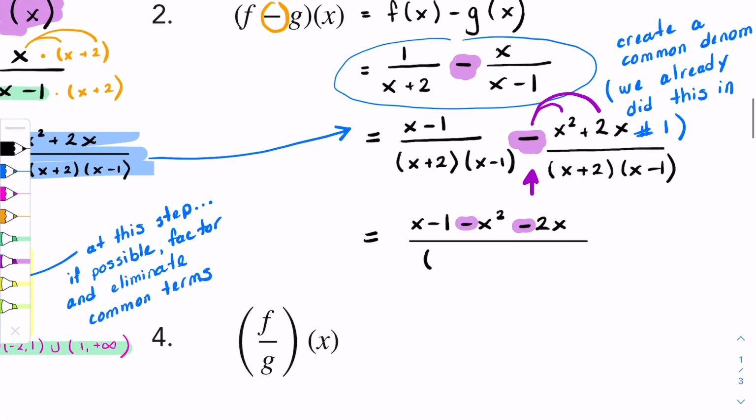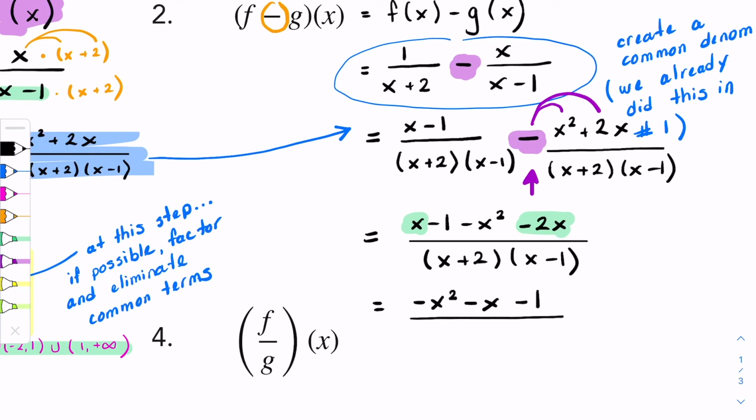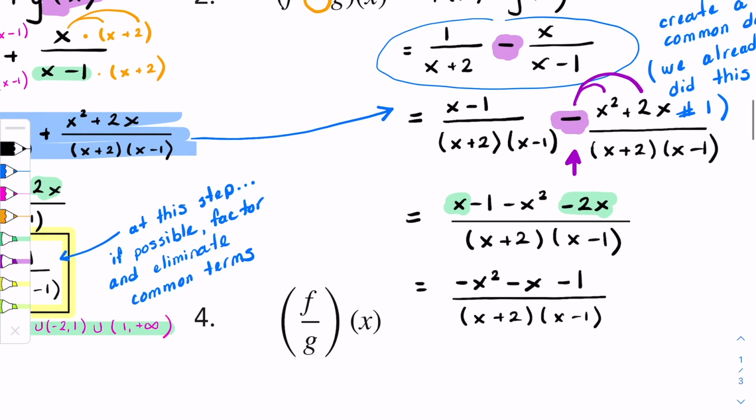All right, our denominator is the same, x plus 2 times x minus 1. At this point, we're going to combine any like terms. The only like terms we have would be x and negative 2x, leaving us with negative x squared minus x minus 1 all over x plus 2 times x minus 1. Now this is the point in the numerator where you need to check and see if you can factor it. If you can factor this, then you need to do that and see if you can simplify.